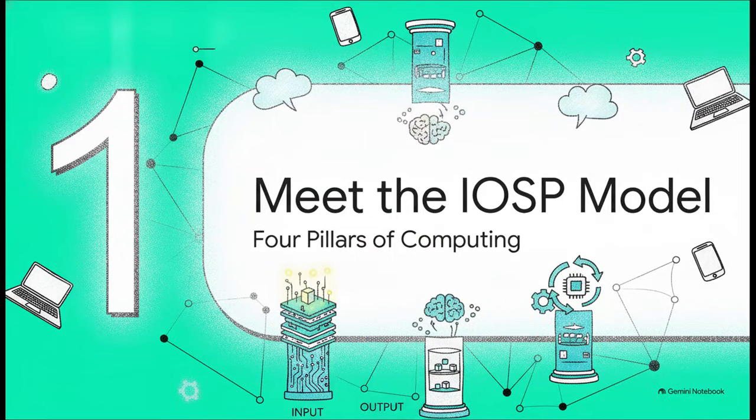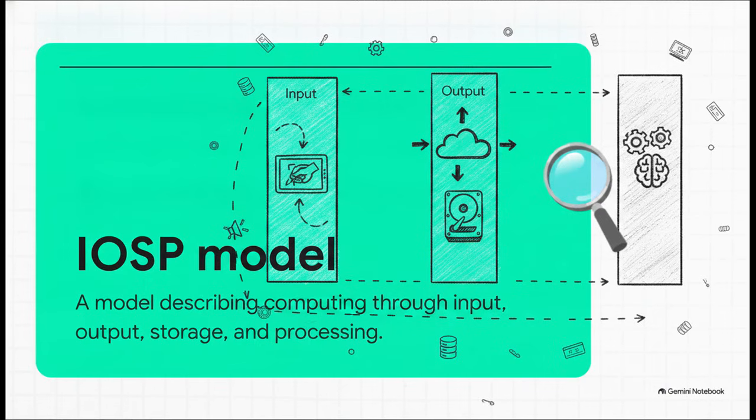Meet the IOSP model, the 4 pillars of computing. So, the IOSP model describes all of computing through 4 deeply connected functions. You've got input, output, storage, and processing. Seriously, you can think of these 4 things as the fundamental anatomy of literally every machine out there.